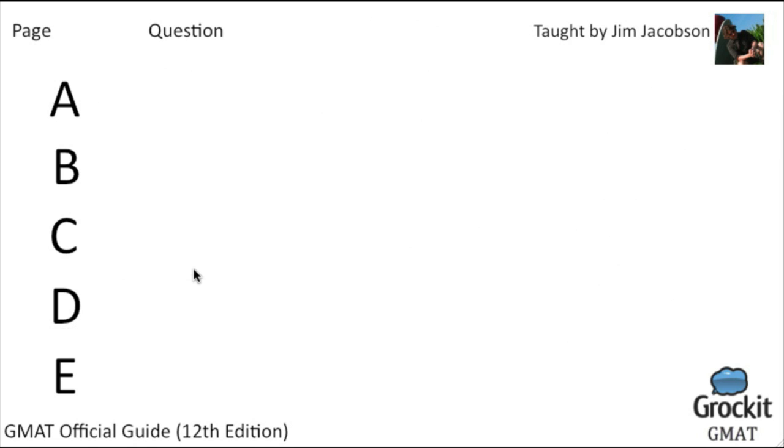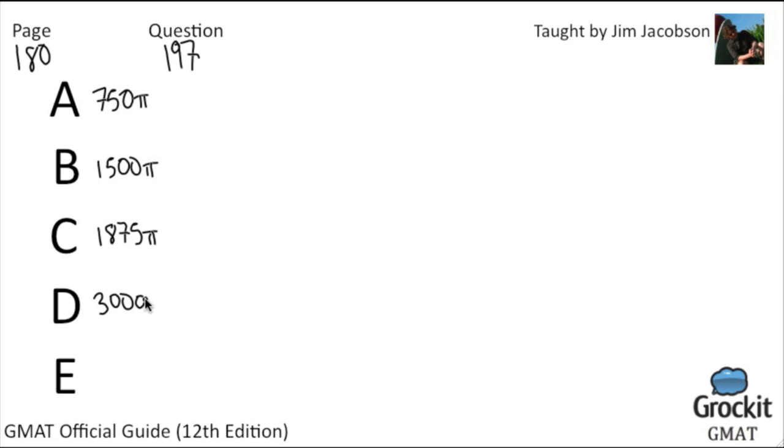Okay, 180, number 197. The answer choices are 750 pi, 1500 pi, 1875 pi, 3000 pi, or 7500 pi. It's a lot of pi.